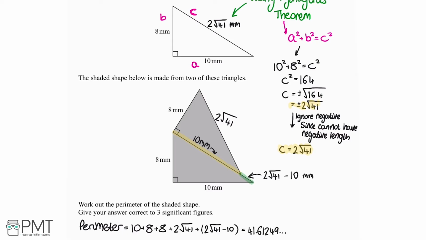We get 41.61249 ... and you'll have even more numbers on your calculator. However, we want that to 3 significant figures. So the answer is going to be 41.6. 3 significant figures. We get our first mark for realising we need to use Pythagoras and getting the value of c squared. We got our second mark for then getting the value of c. We got our fourth mark down here for working out the perimeter. And the fifth and final mark if we get it correct to 3 significant figures.